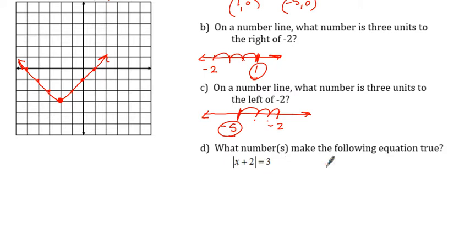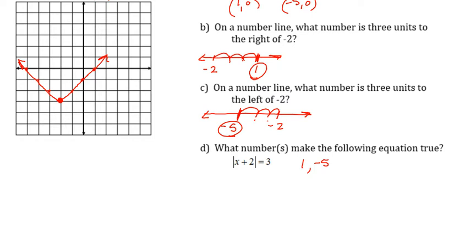Well, if you make x a 1, 1 plus 2 is 3. Absolute value of 3 is 3. If you make the x a -5, -5 plus 2 is -3. Absolute value of -3 is 3. So 1 and -5 make this equation true.